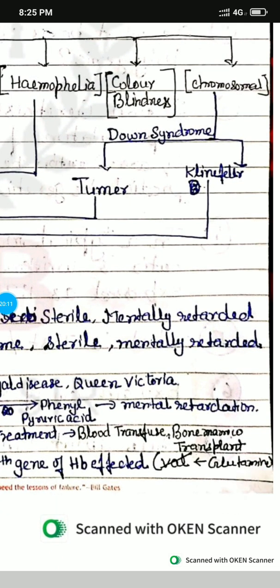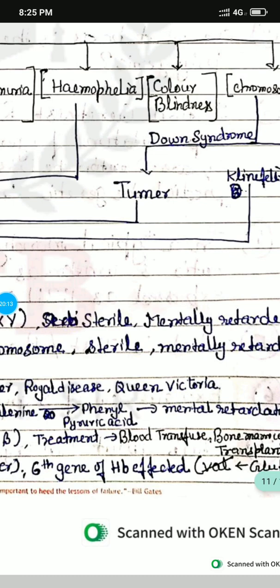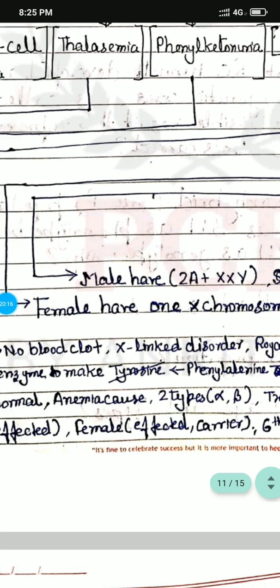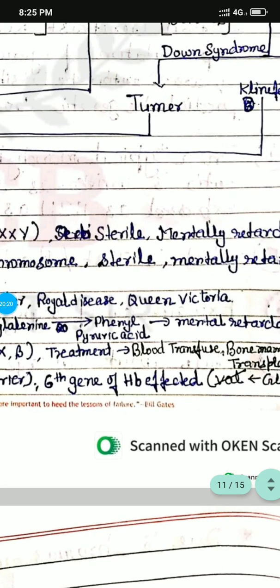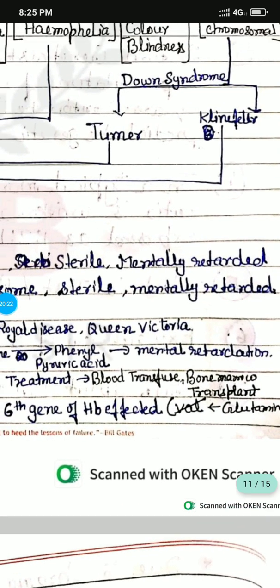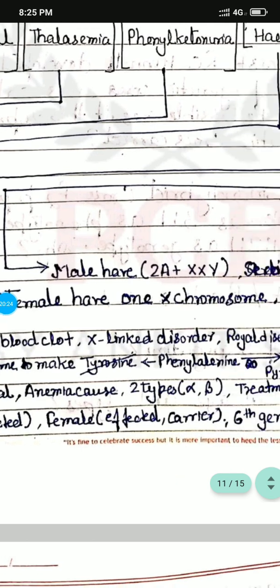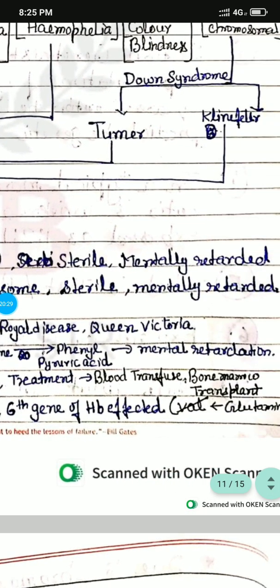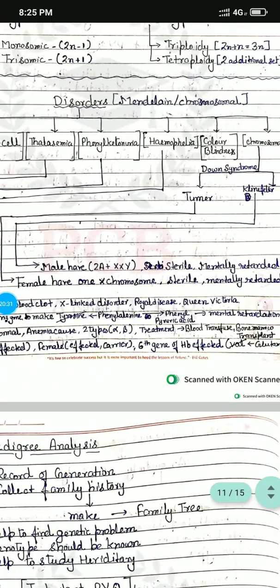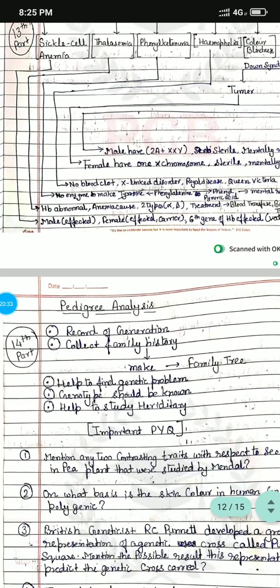The next one is chromosomal disorders: Down syndrome. It is of two types, Turner syndrome and Klinefelter. Turner syndrome is actually a female with one X chromosome. The female becomes sterile and mentally retarded. Klinefelter syndrome happens in a male who has one extra X chromosome. He becomes sterile and mentally retarded. So these are the disorders that can be asked in the question.